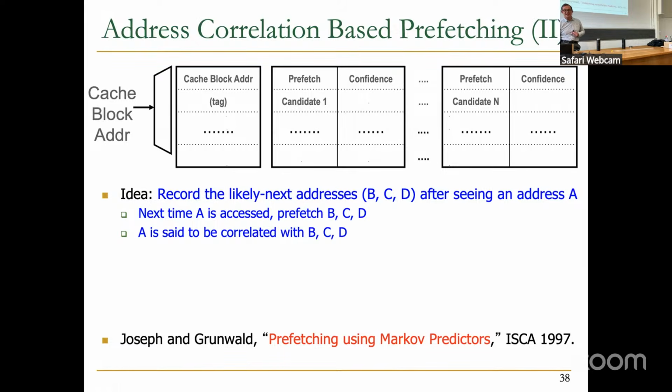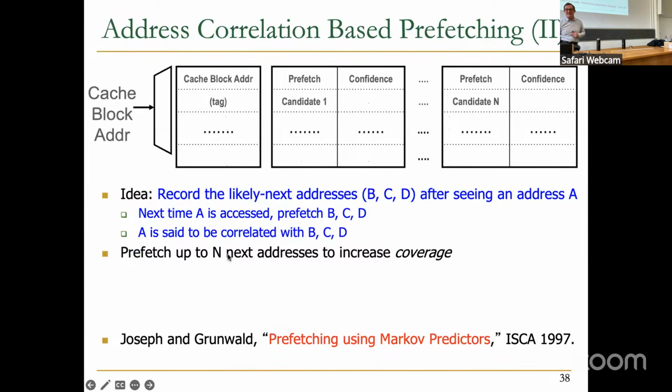Next time you see A, you can basically access all of these prefetch candidates, and you will find B, C, D with some confidence level. And A is now correlated with B, C, D, right? So in this table you store it, and then you can prefetch up to n next addresses to increase coverage. So whenever you see A, you prefetch B, C, D. Of course, this is bandwidth intensive if only one of them is going to come after that, right?